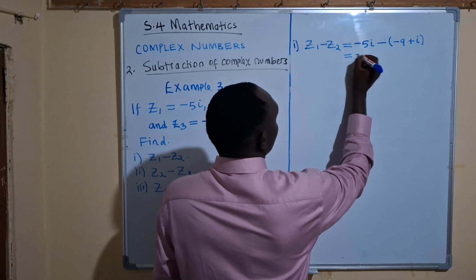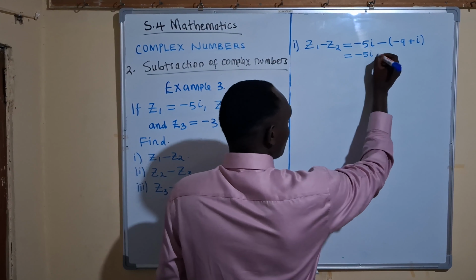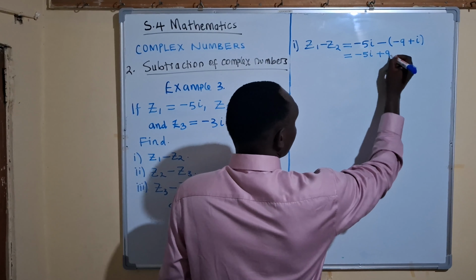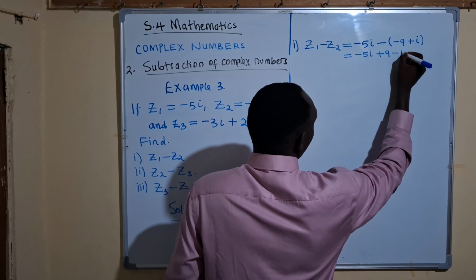Let me first maintain negative 5i here. Negative times negative is positive, so here we shall say plus 9. Negative times positive is negative, so here we shall have negative i.